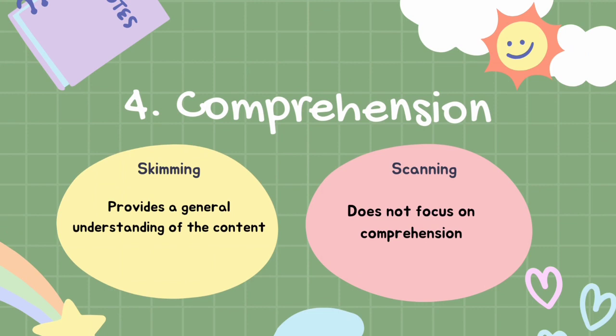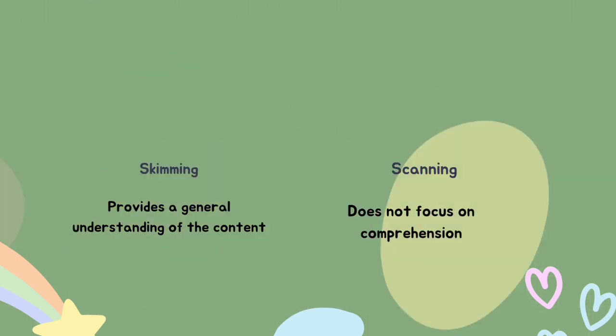Okay, the next is comprehension. The comprehension in skimming and scanning is different because in skimming you really need comprehension, and in scanning you don't really need it. Skimming provides a general understanding of the content but may not result in a deep understanding of the material because it is about identifying the most important information. Meanwhile, scanning doesn't focus on comprehension because the main goal is to quickly find and extract specific information. So you may not pay much attention to the overall context.